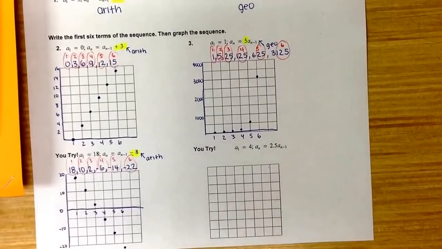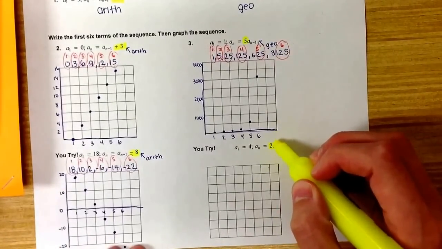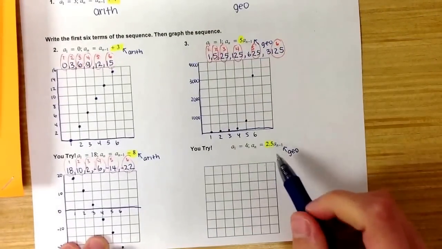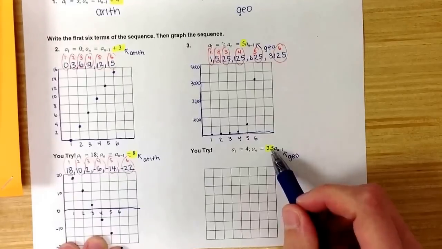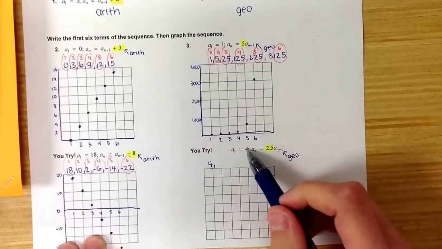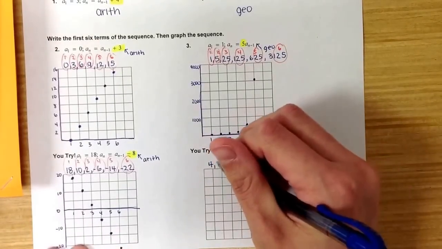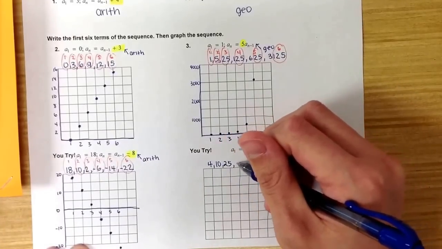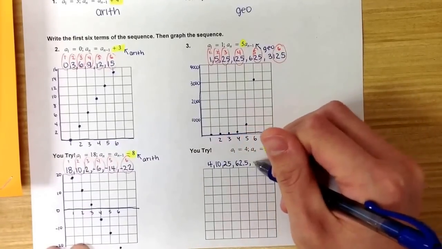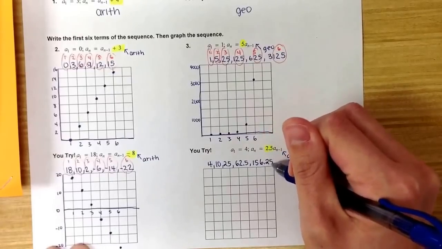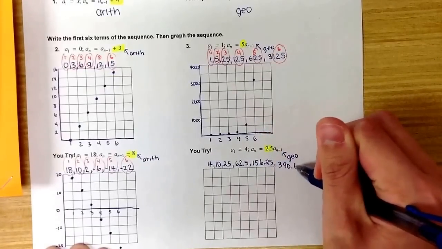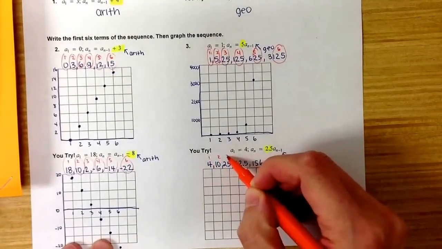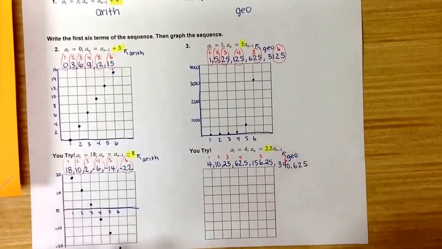Okay, next you try. I have a times 2.5 in the beginning, so I know that this must be what? Geometric. So this is my common ratio. It's being multiplied by 2.5 every time. So what are my terms? I have 4. 4 times 2.5 is 10. 10 times 2.5 is 25. 25 times 2.5 is 62.5. Then I have 156.25 and then 390.625. Okay, so first term, second term, third term, fourth term, fifth term, sixth term.